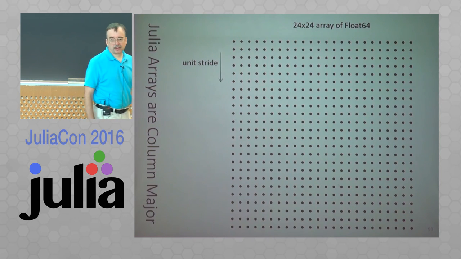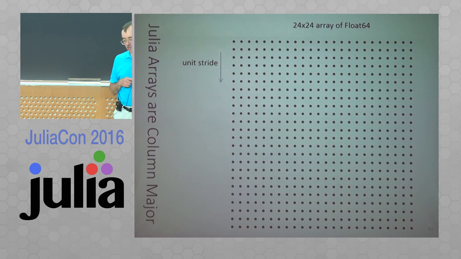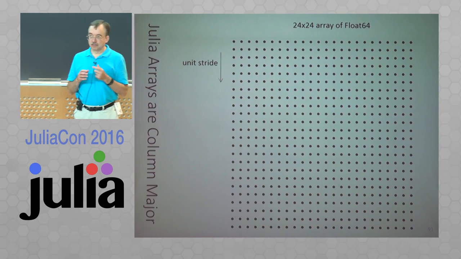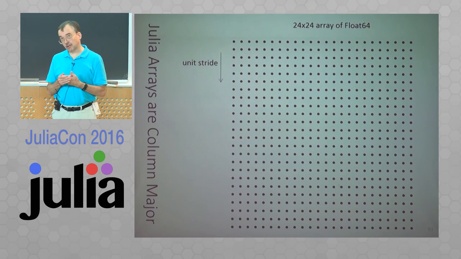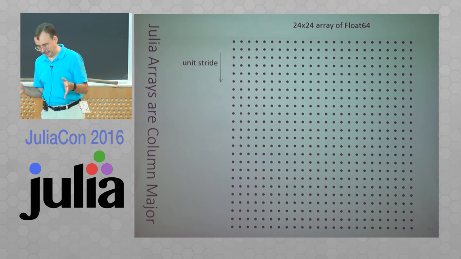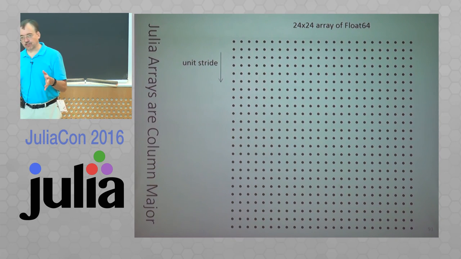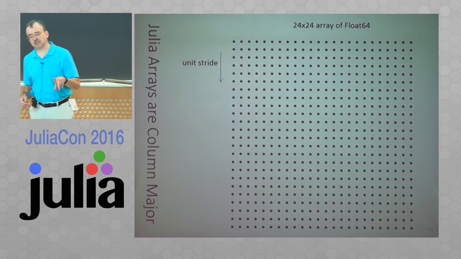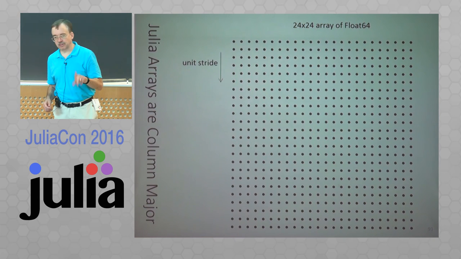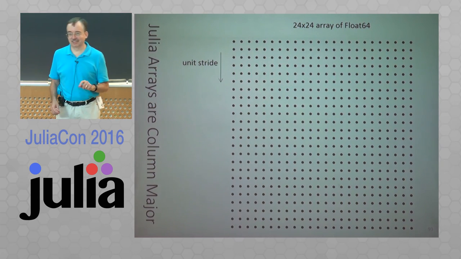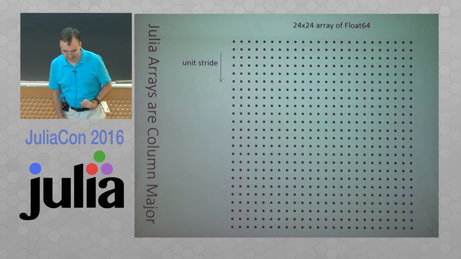Okay, key point though in writing loops so they can be vectorized is that Julia arrays are column major. Algol and its descendants, C, C++, Pascal, are all row major languages, where each row is stored consecutively in memory. But Julia traces back to MATLAB and Fortran, and goes column major, which I think even John Backus, one of the inventors of Fortran, agreed was a mistake, but they're stuck with it.